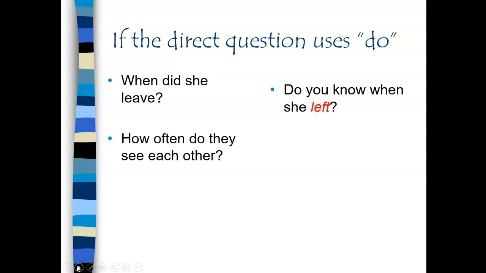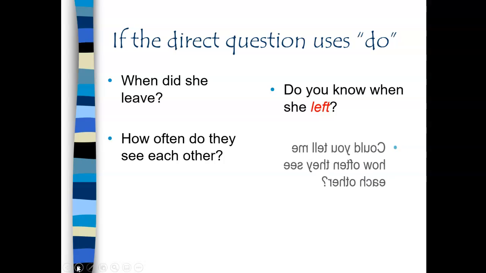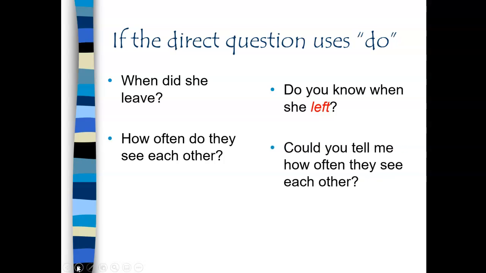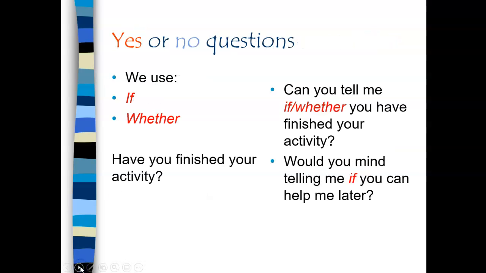How often do they see each other? Could you tell me how often they see each other? So the answer is, they see each other. So what do we notice about these sentences, or these indirect questions rather? We do not use the do. We do not use did. For yes or no questions, we use the can you tell me or do you know or etc. plus the words if or whether.